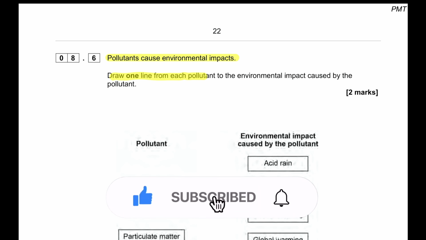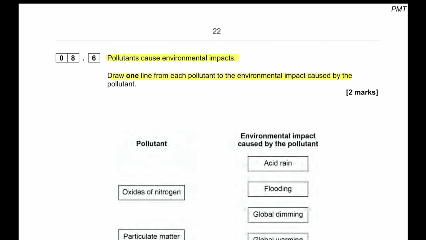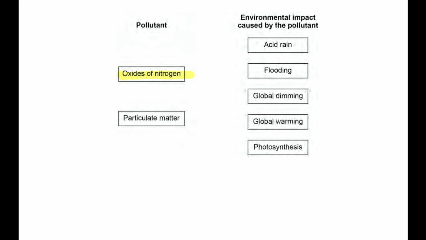Draw one line from each pollutant to the environmental impact caused by the pollutant. Oxides of nitrogen are mainly responsible for acid rain. Particulate matter is dusty and is very much responsible for global dimming.